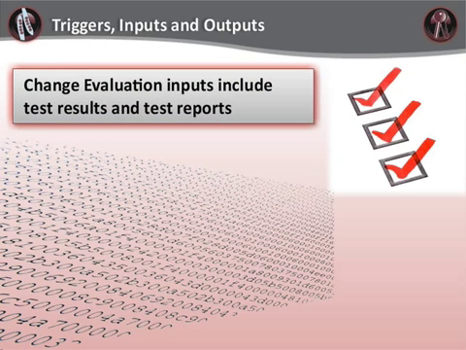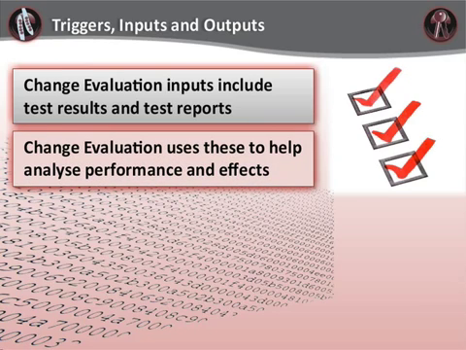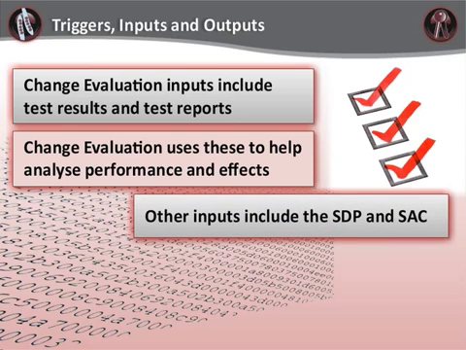The inputs to the change evaluation process will include the test results and test reports, typically from the service validation and testing process. Evaluation takes these outputs from service validation and testing and uses them to help analyze performance and intended and unintended effects. Other inputs are the service design package, which describes what the service is intended to achieve, and the service acceptance criteria that explain the level of performance required for service operation to accept the service.